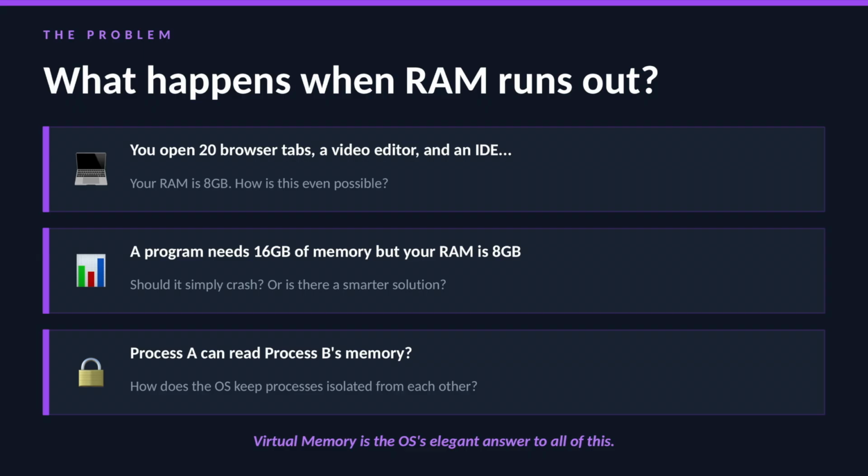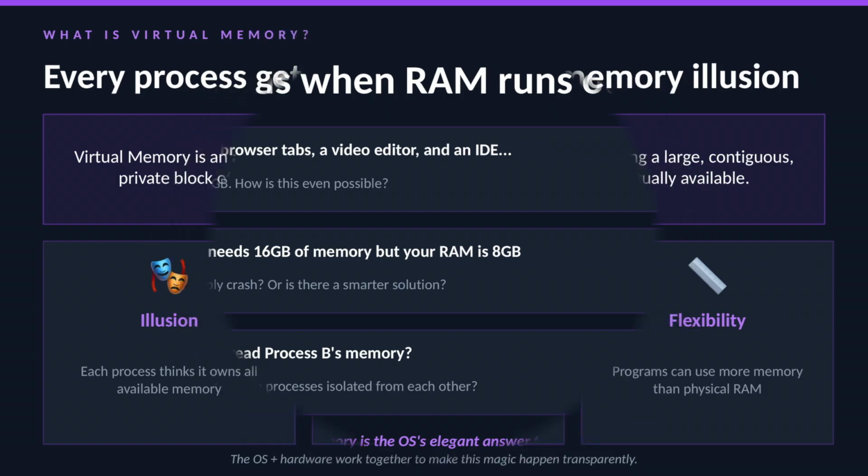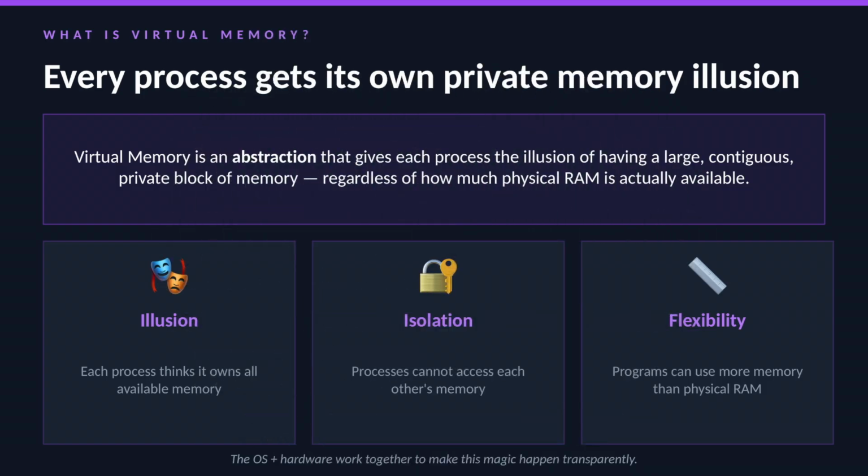Shouldn't it just crash? Next problem, if multiple processes are running, can process A accidentally read process B's memory? Virtual memory is the operating system's answer to all of these questions. Now, let's understand what exactly is virtual memory.